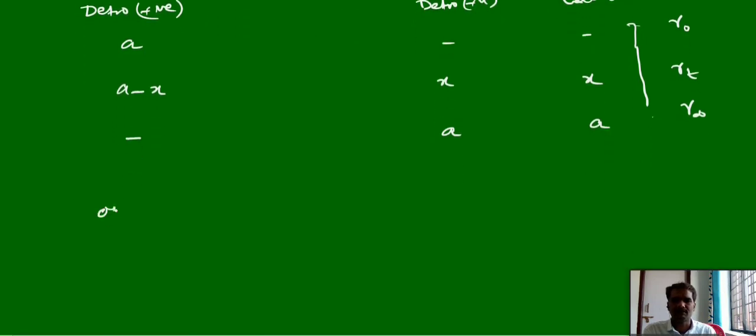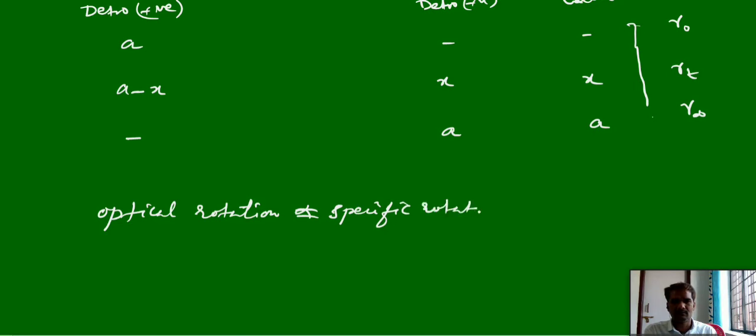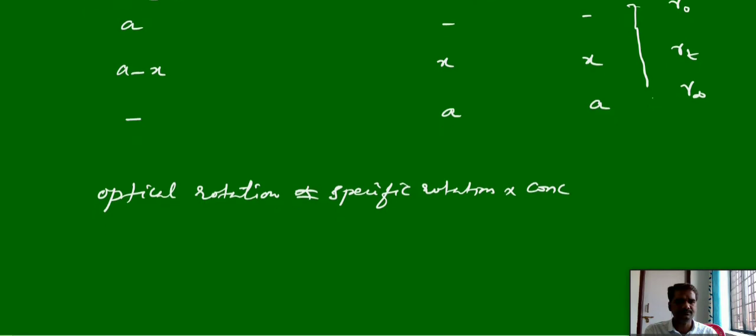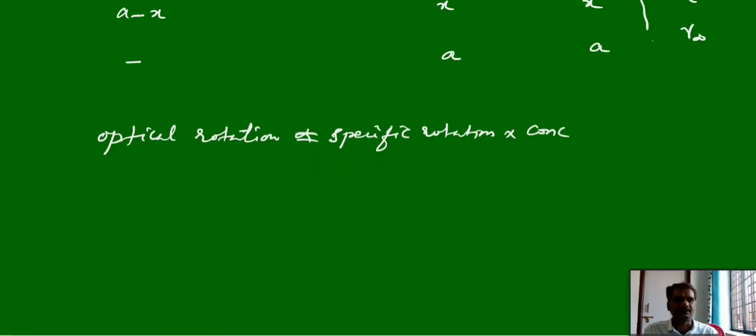Optical rotation, generally, is directly proportional to the concentration and specific rotation. We can take it directly equal to specific rotation into concentration of the substance, and the length you can ignore here, since the length is constant. Now first we will take up one by one.